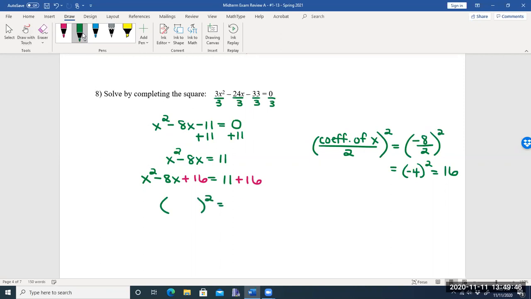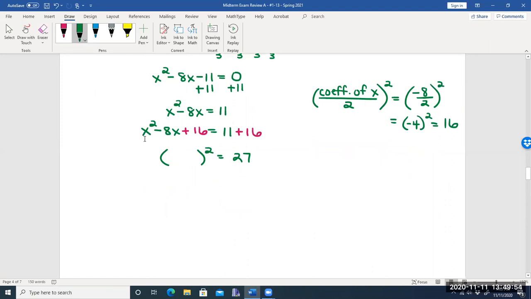Now, on the right, we'll combine like terms. 11 plus 16 is 27. And on the left, we are going to factor. As long as you've done your math correctly, you have created a perfect square trinomial. And so it will factor into the square of a binomial. In this case, it's going to be x minus 4 quantity squared.